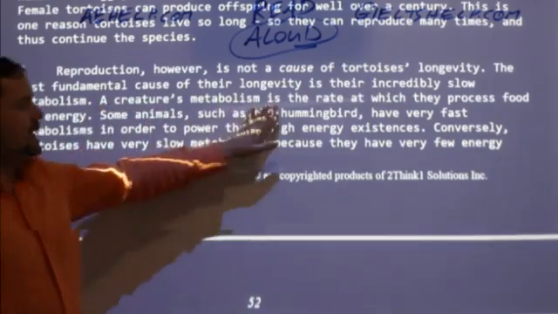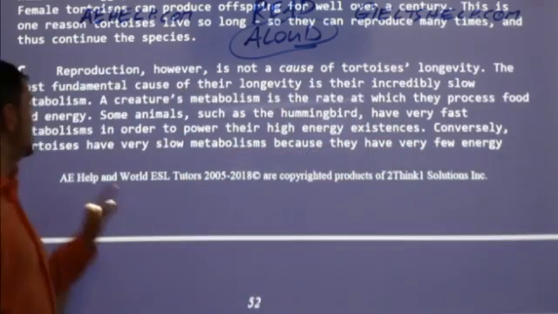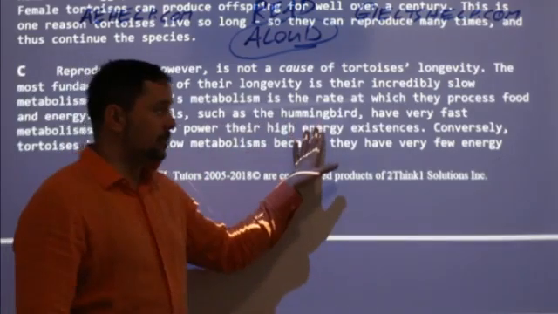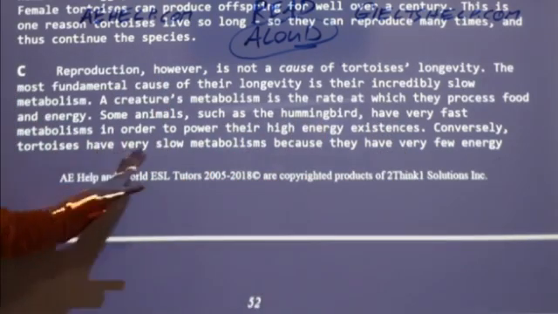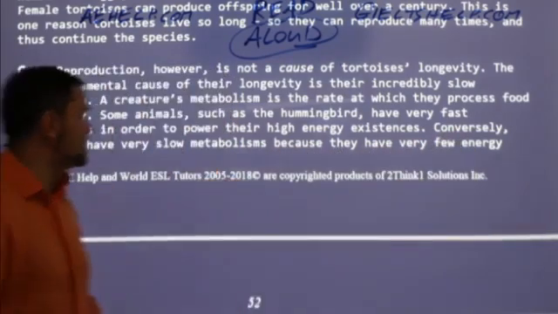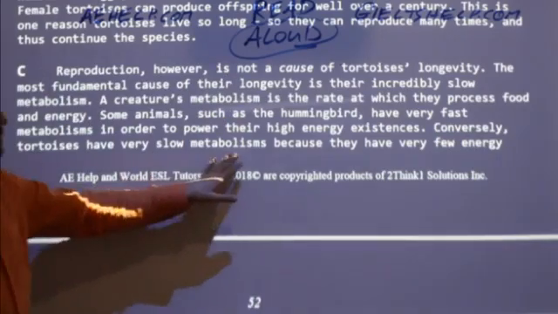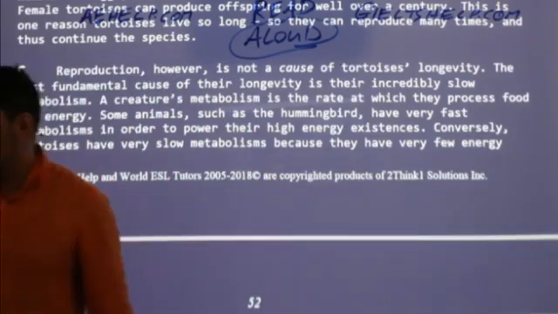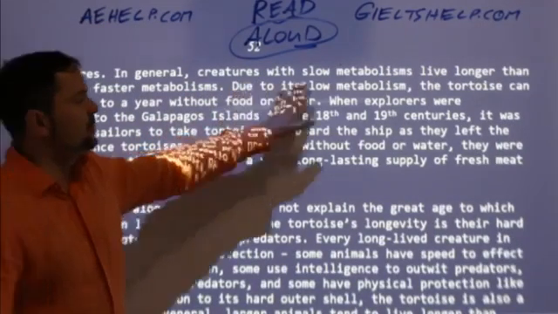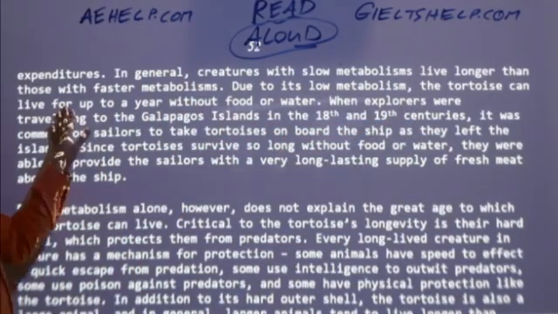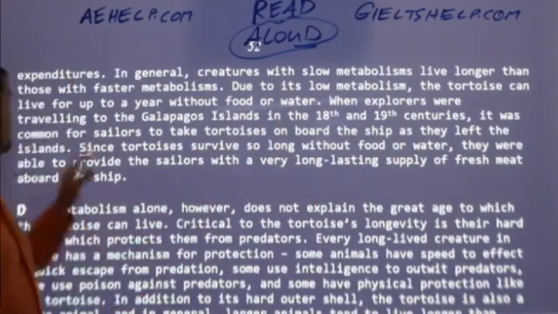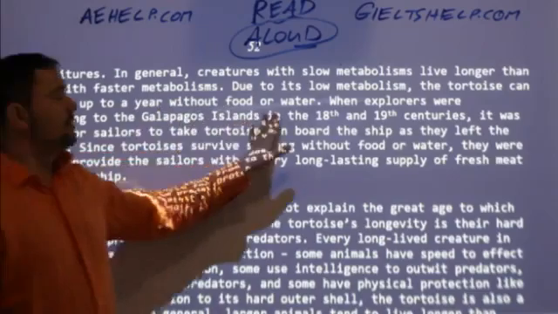A creature's metabolism is the rate at which they process food and energy. Some animals, such as the hummingbird, have very fast metabolisms in order to power their high-energy existences. Conversely, tortoises have very slow metabolisms because they have very few energy expenditures. In general, creatures with low metabolisms live longer than those with faster metabolisms. Due to its slow metabolism, the tortoise can live for up to a year without food or water.